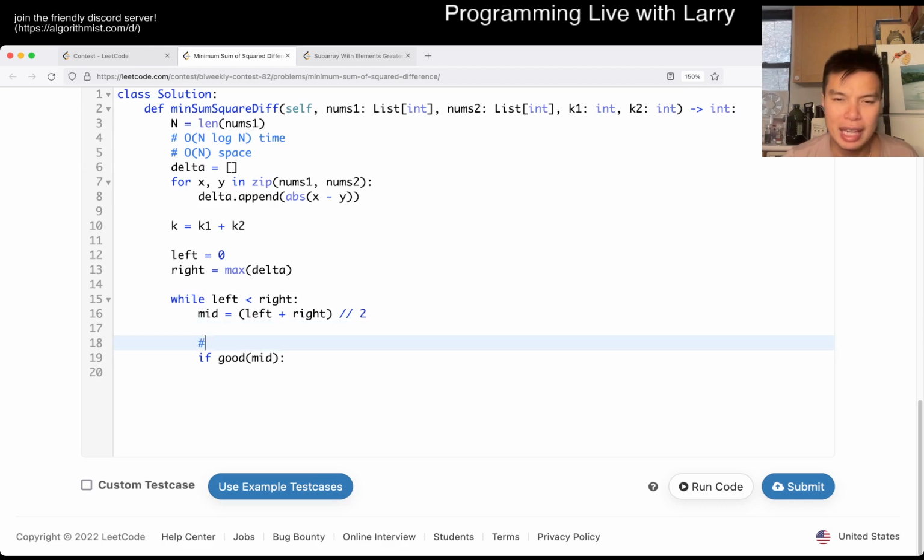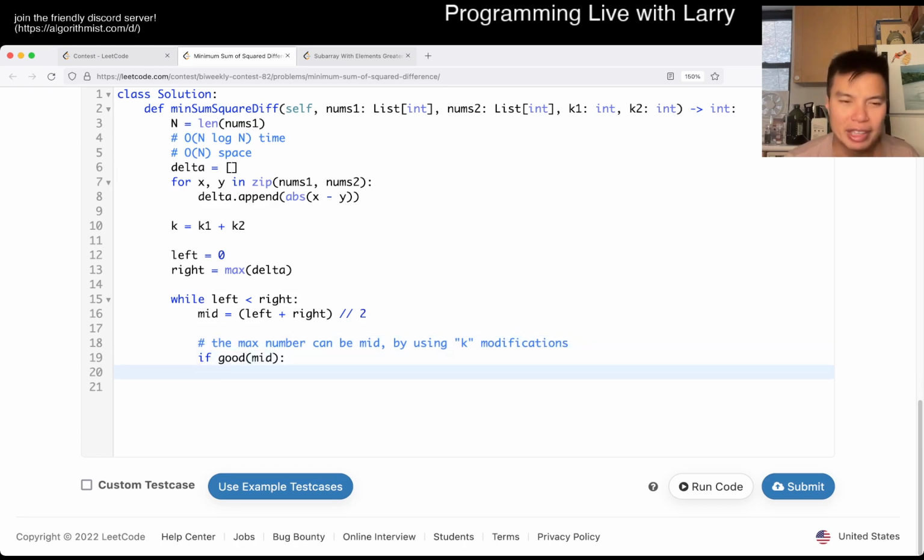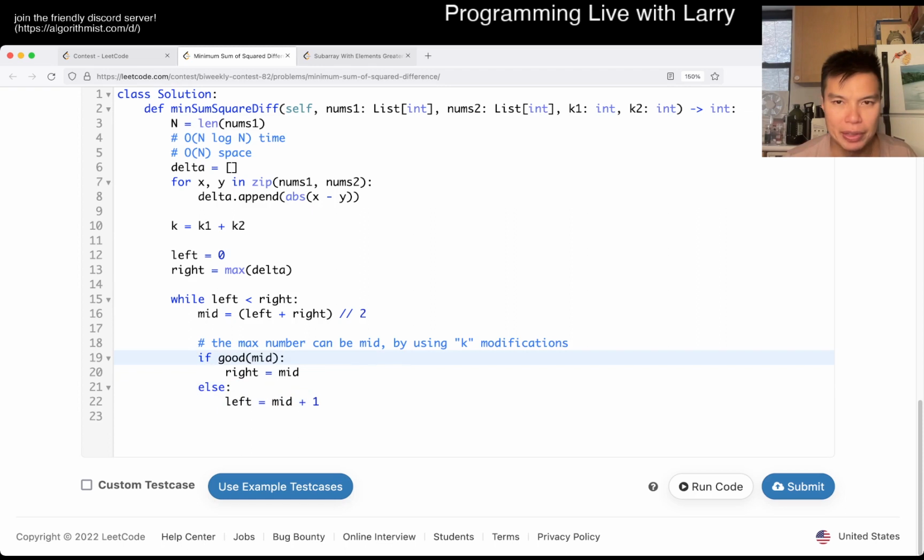So good means that the max number can be mid by using k constraints, right? K modifications, say. So if this is good, then we want to keep this number, but we want to try for something smaller. Okay, so that's basically the idea. And if this is not good, we have to try bigger.